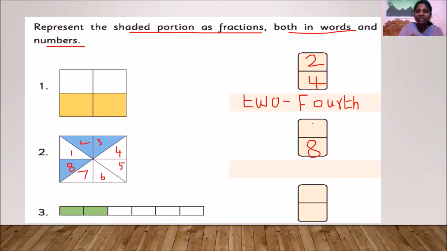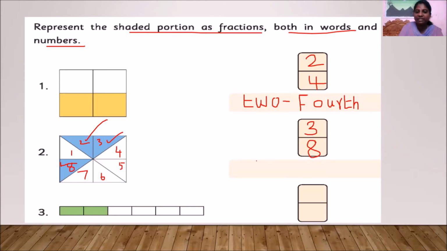In the numerator, we have to write the chosen parts. Here count and tell me how many parts are shaded. 1, 2, 3. So totally 3 parts are shaded. So we have to write 3 in the numerator. Very good, children. It should be read as 3/8.